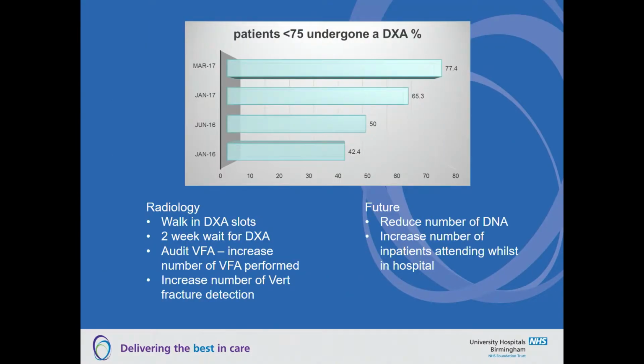So for the patients under 75, what we've done is we've uploaded from our latest data, up to March 17. You can see from January to June, only 50%. So we're on an increase of the number of patients undergoing DEXAs.